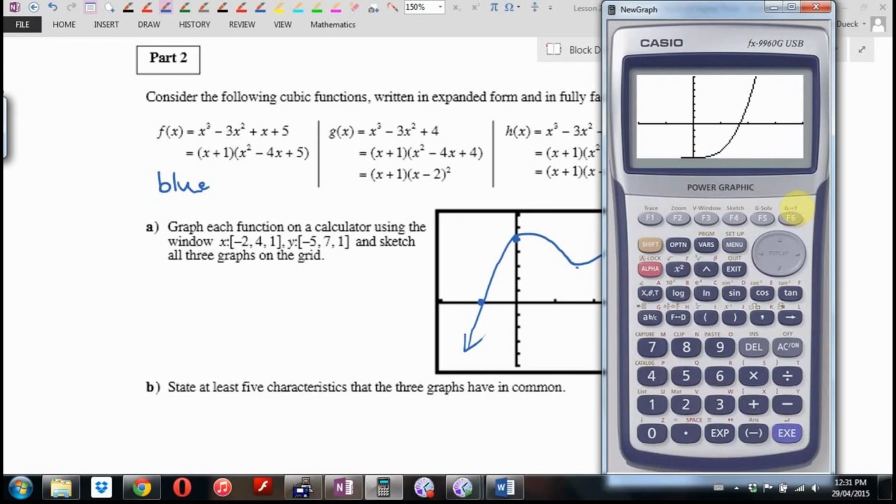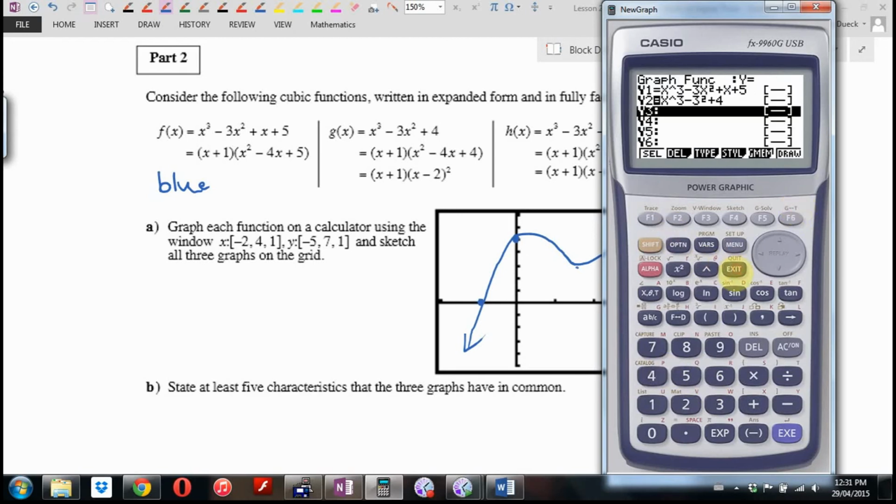Draw. Uh-oh. Did I type this in right, Mr. Dueck? I missed an X. Let's try that again. Minus 3x squared.